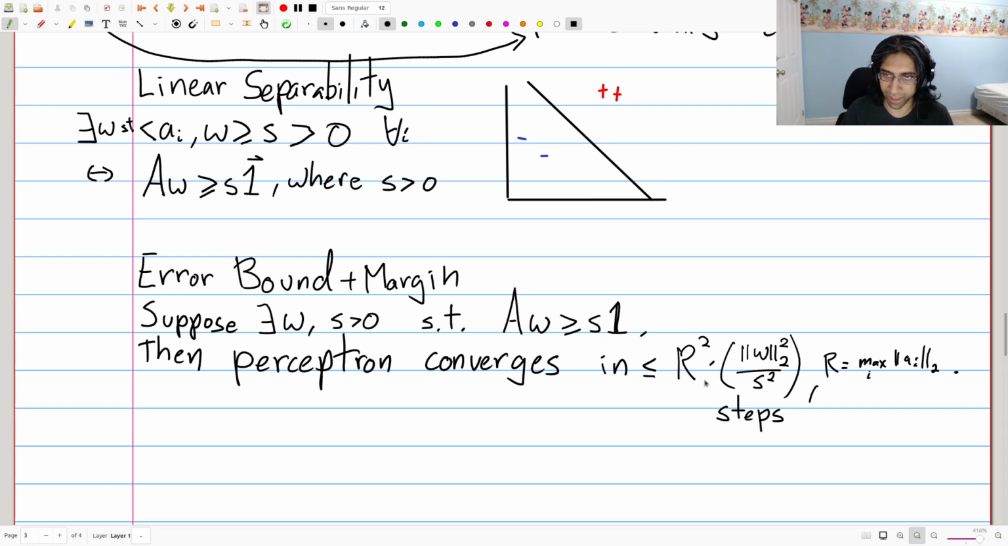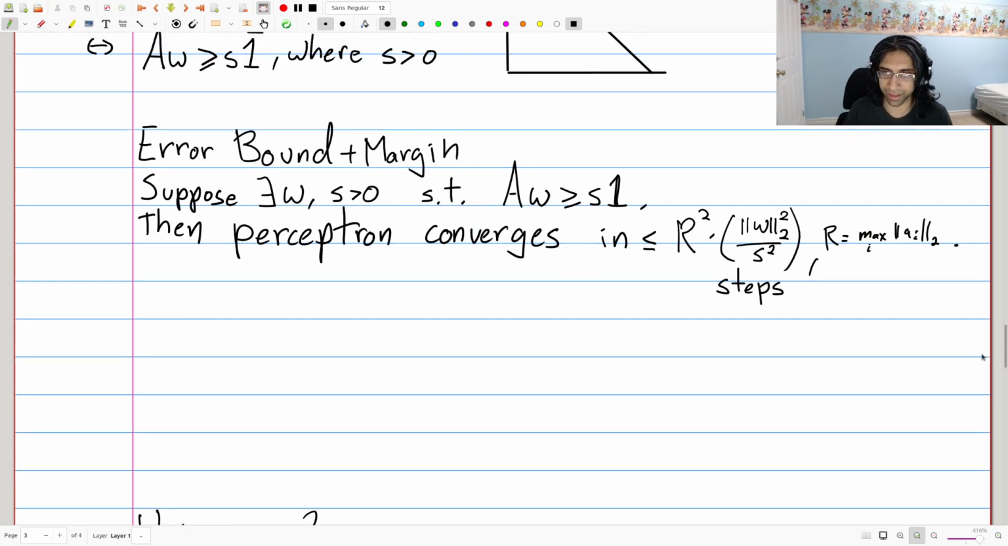And let's parse each of these different things. So first of all, we can see that the number of steps it's going to take scales quadratically with the max of the L2 norms of the points. So essentially what this says is that the bigger the points, the more steps the algorithm will take. Let me give you an example visually as to why that is.